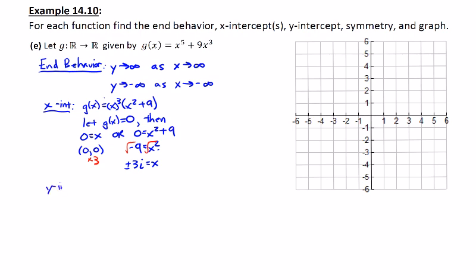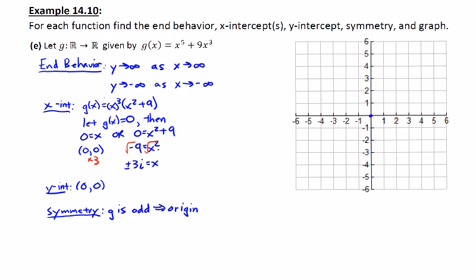Your y-intercept calculation is also going to tell you 0, 0. And then as far as your symmetry is concerned, this will turn out to be nice enough to be an odd function, which we've seen implies origin type symmetry. I only have one x-intercept and y-intercept to mark.